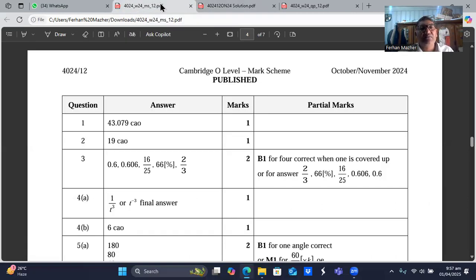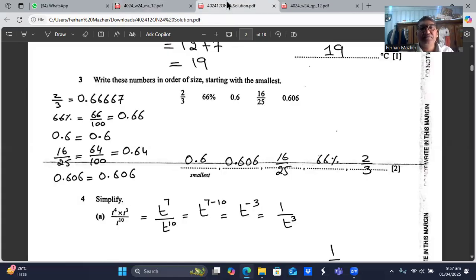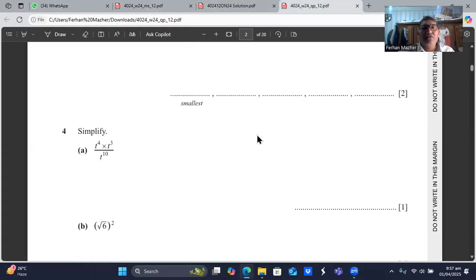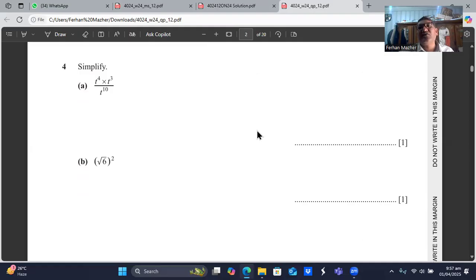So let's have a look at the marking scheme, question number 3. So the marking is showing up. So we are going to the next question. That is question number 4.